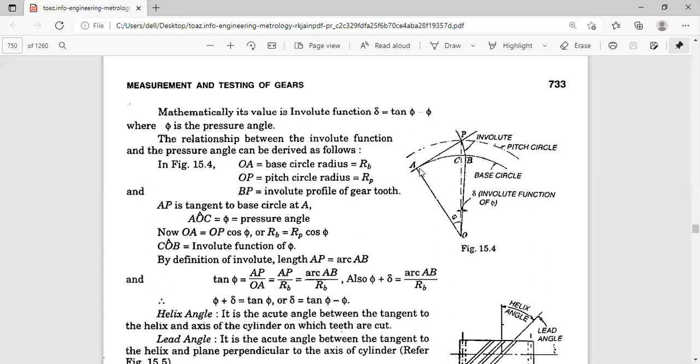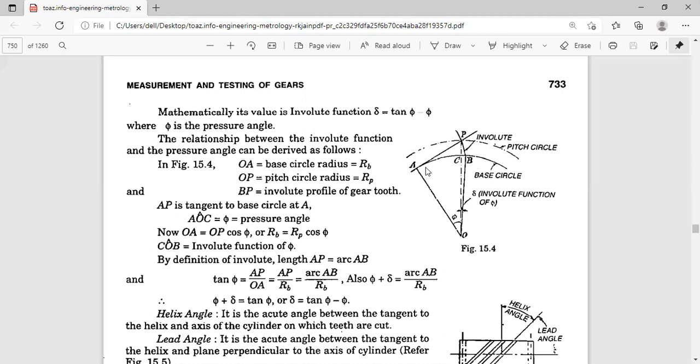Constant chord method and the one-year gear tooth caliper method. So here you are drawing AP, a tangent to the base circle at A. Angle AOC, what is here? Phi. It is the pressure angle. So what is the pressure angle? Already you have seen the definition.